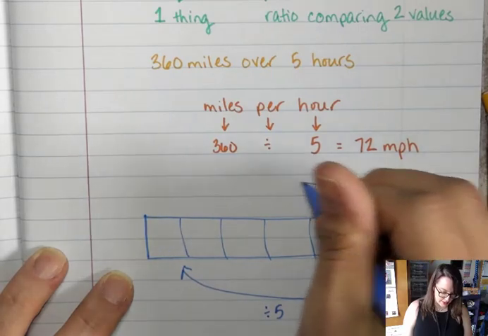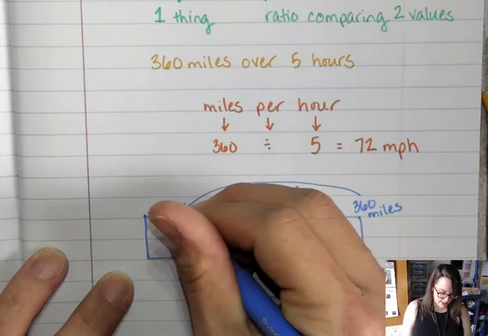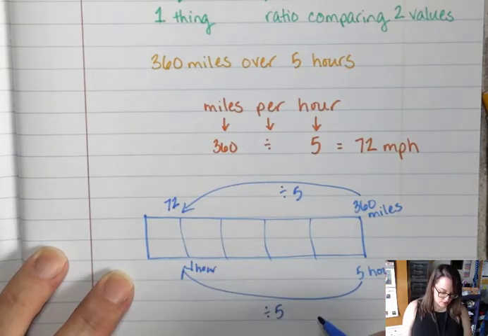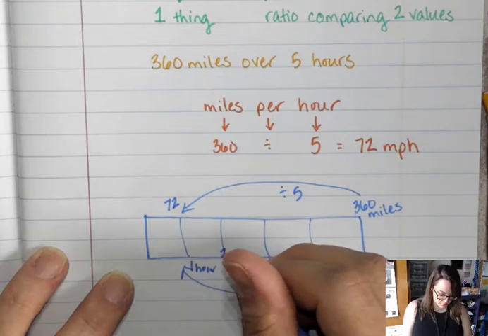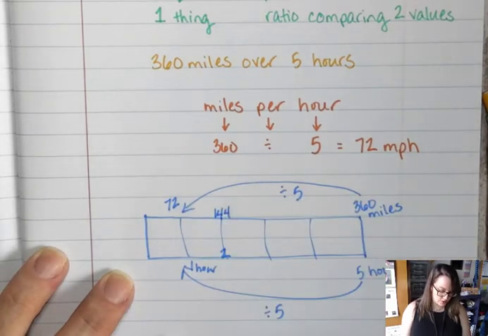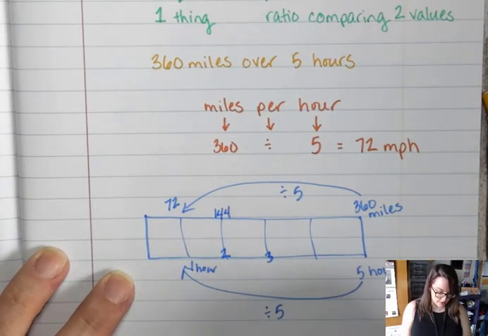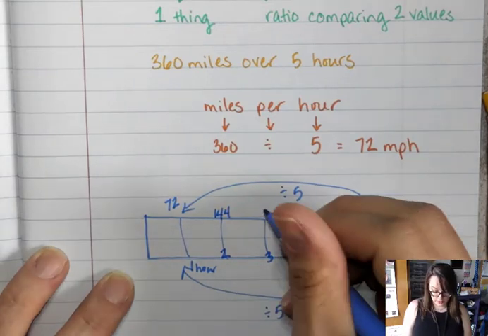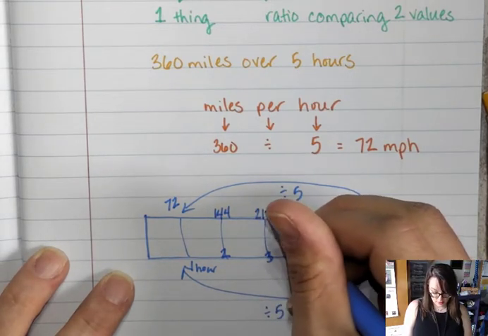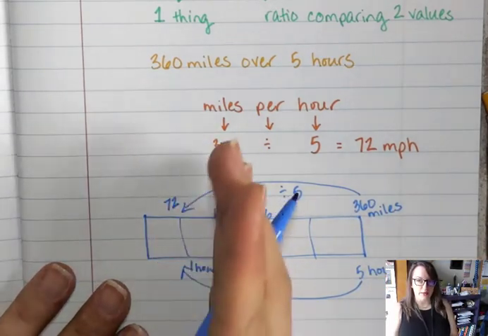So 360 divided by 5 tells you 72, and this is 1 hour. So 2 hours would be 144. 3 hours would be 216. Yep. So if you can break it down to 1, it can build back up.